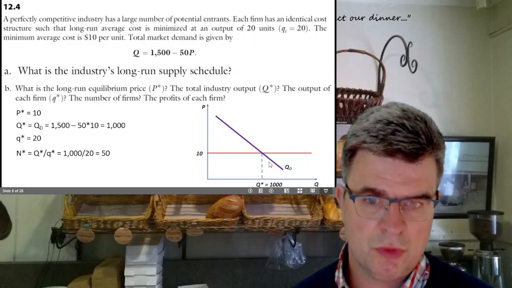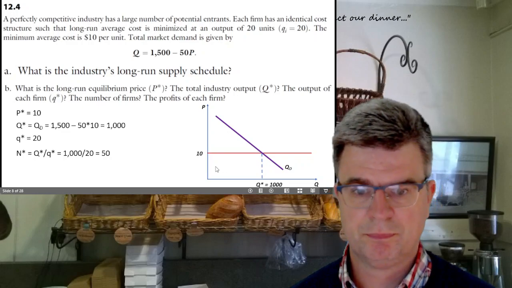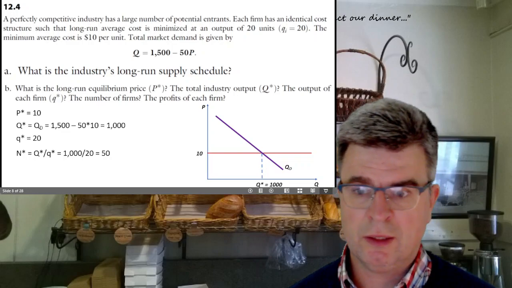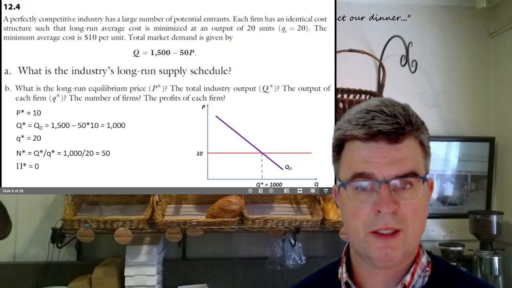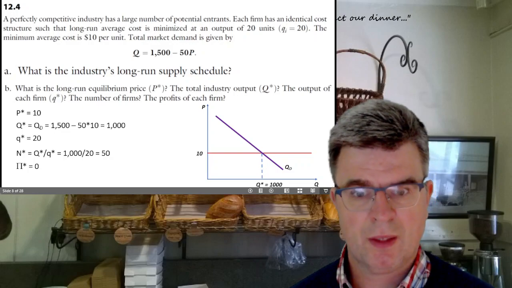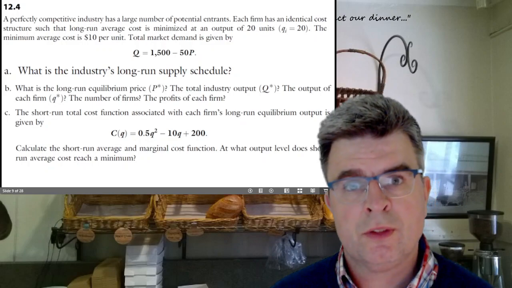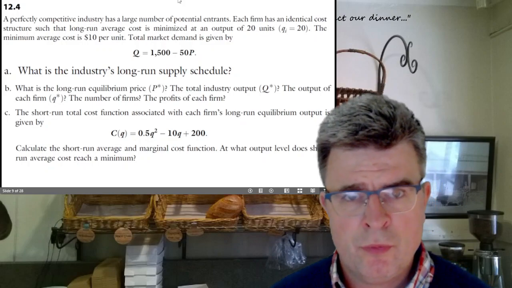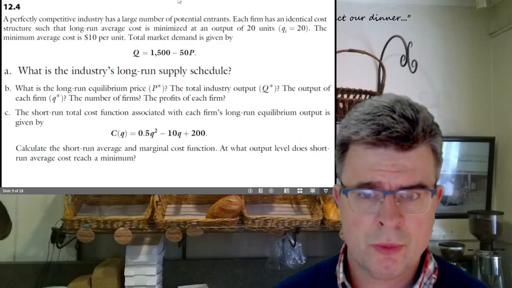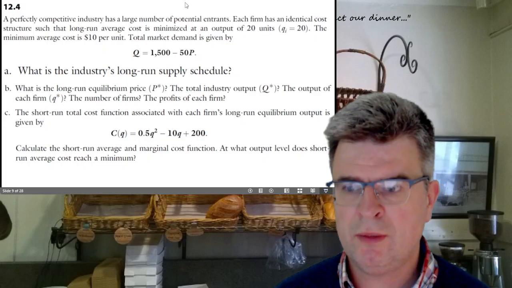The market demand function looks like this very simple graph. And the profit of each firm, and that's the negative news for the firms in this industry, individual profits in the long run are identical to 0. This completes question B, and now we are ready to do question C. In question C, we focus on the short run, and we are given the short run total cost function associated with each firm's long run equilibrium output, so the equilibrium output of 20.